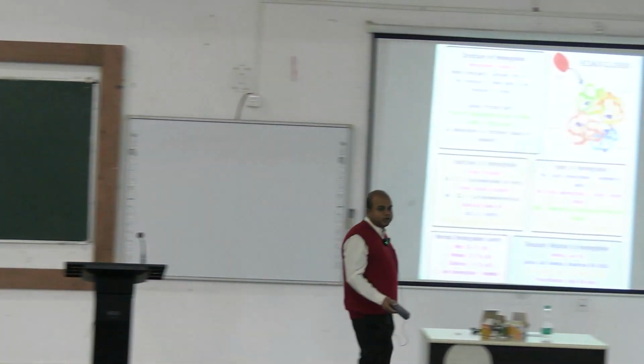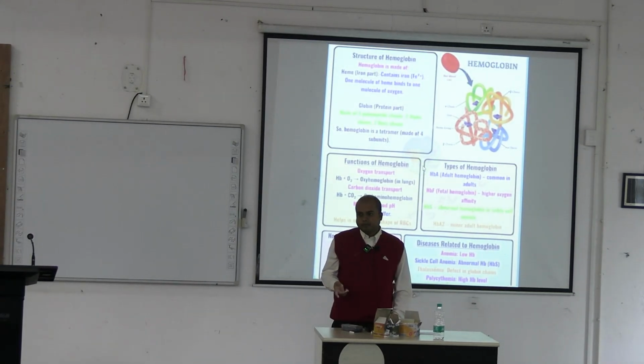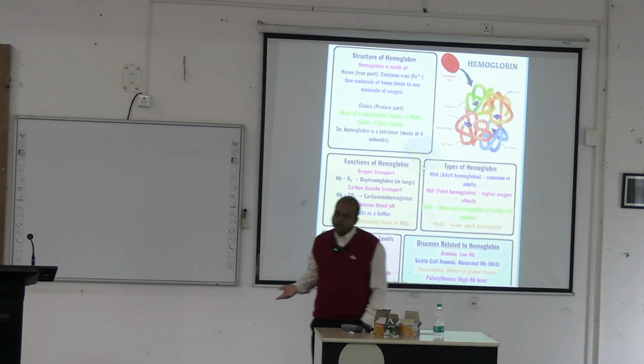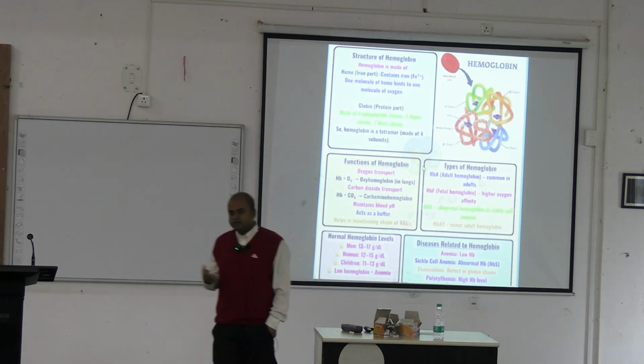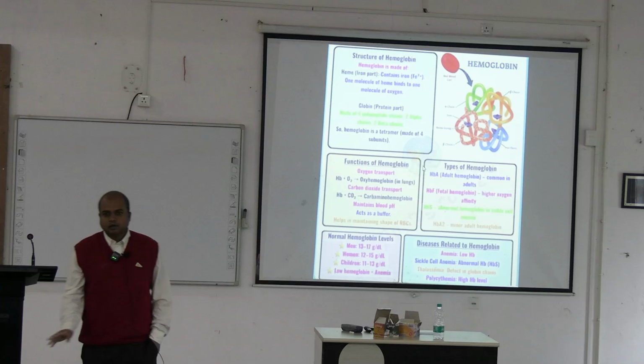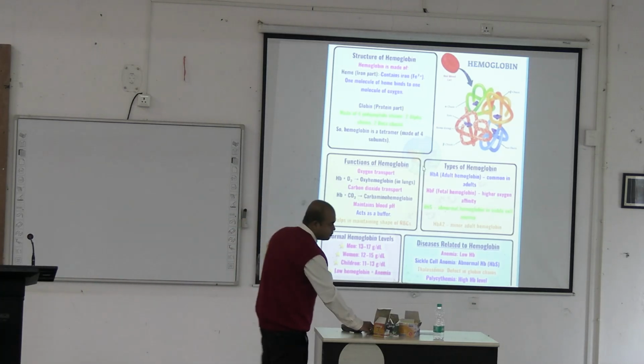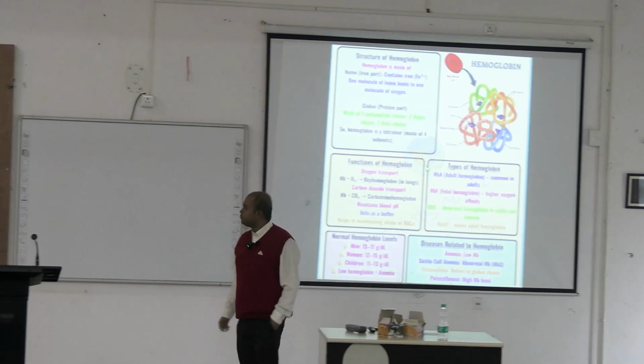So 750 to 900 grams of hemoglobin in the body. If we talk of homeostasis, about 0.3 gram is synthesized every hour and destroyed every hour. Okay, 0.3 gram, that comes to 300 milligram.